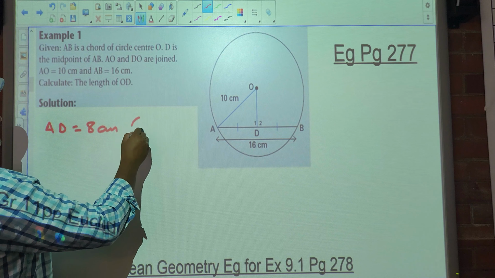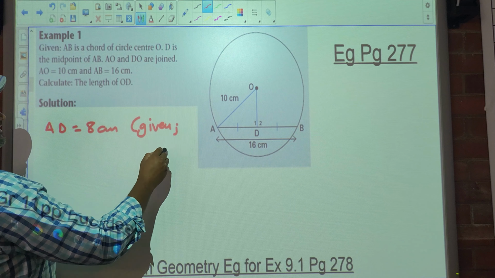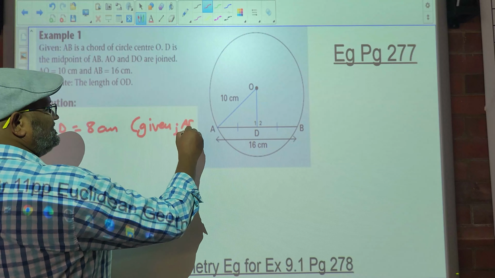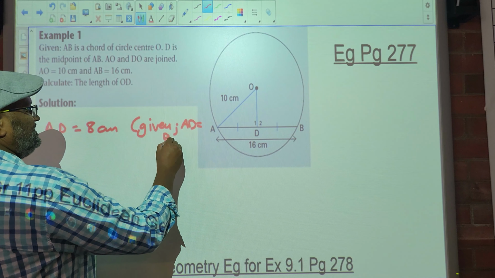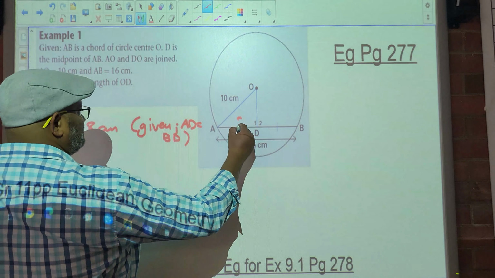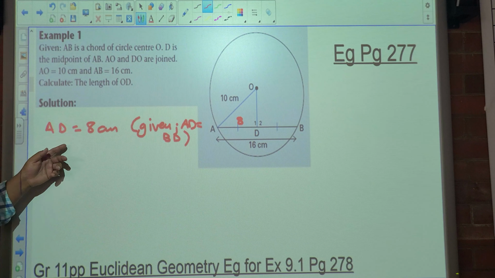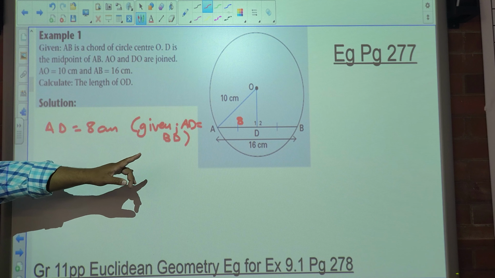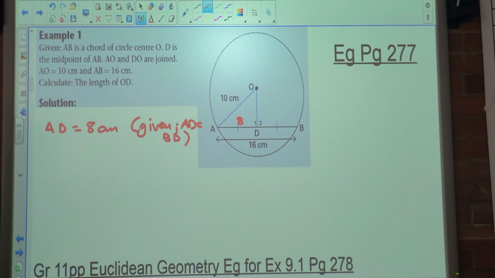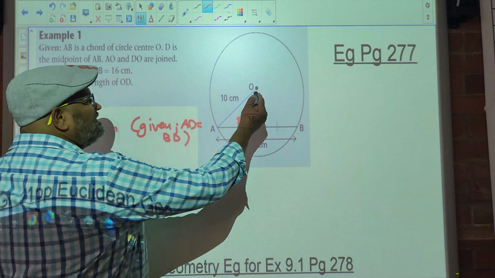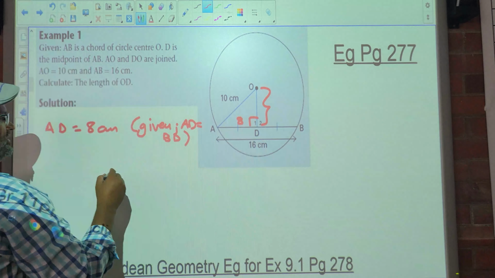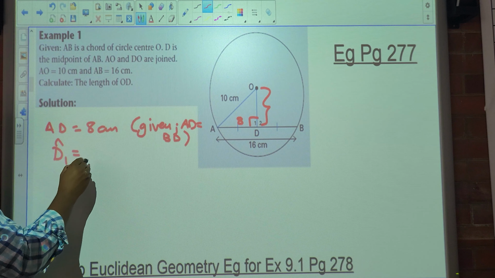Why? You are given that AD is equal to BD. Okay, so that is 8. Could I have left this out? No, why not? It's not stated on the diagram. Okay? Now what do we do? How are we going to calculate OD? We're going to use Pythagoras. But what do I need for Pythagoras? I need a 90 degrees. I need D1 to be 90. So angle D1 is equal to 90 degrees.